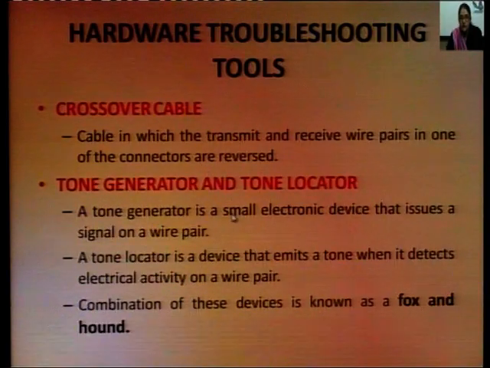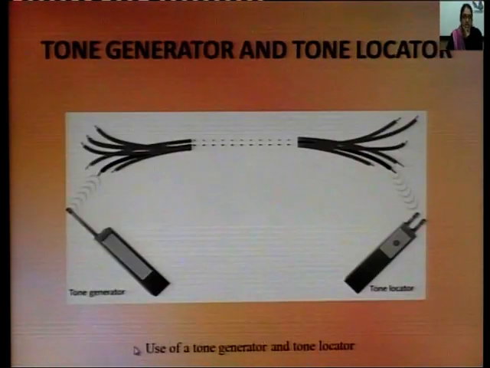A tone generator is a small electronic device that issues a signal on the pair of wires, and a tone locator is a device that emits a tone when it detects electrical activity on the pair of wires. So the combination of these two devices is known as the fox and hound combination. This is the diagram.